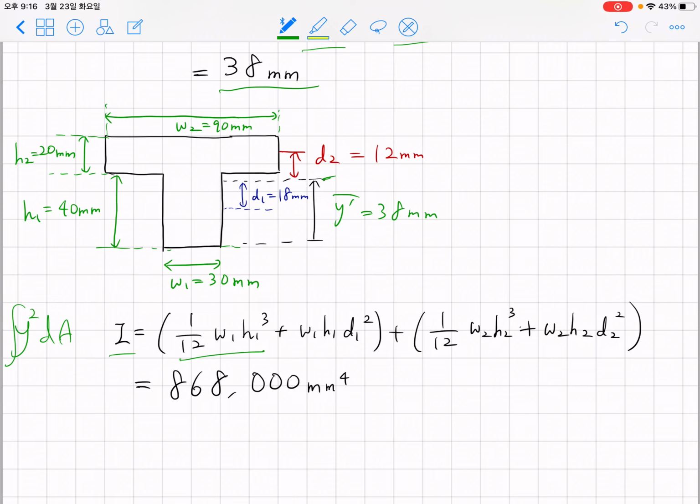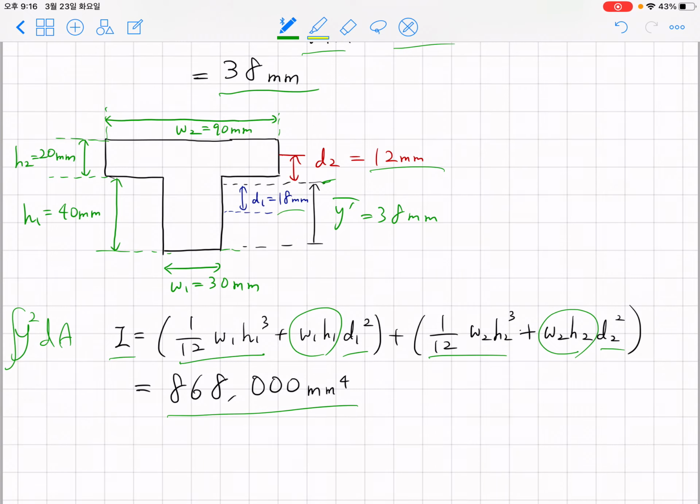This is the area moment of inertia for the blue block with respect to its own centroid. This is the area moment of inertia for the red block with respect to its own centroid point, and this is the area multiplied by D1 squared. This is the area of the second part, which is the red block, multiplied by D2 squared, which are 18 and 12 respectively. After plugging in all those numbers, you end up having 868,000 millimeter to the fourth power. So this is the value for I.